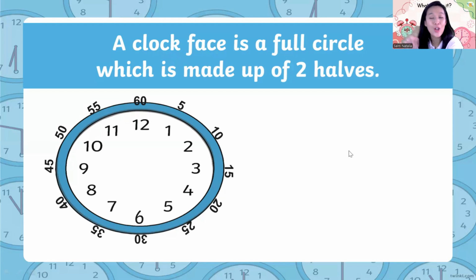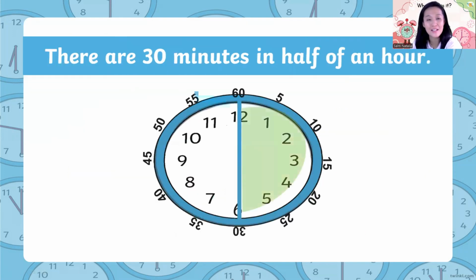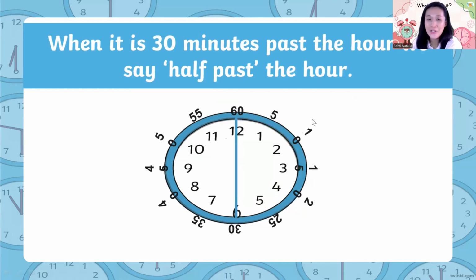Now, do you know, children, a clock face is a full circle, which is made up of 2 halves. So, 1 hour is 60 minutes. If we cut that hour in half, we get 30 minutes. There are 30 minutes in half of an hour. So, 30 minutes is like half of an hour. When it's 30 minutes past the hour, we say half past the hour.